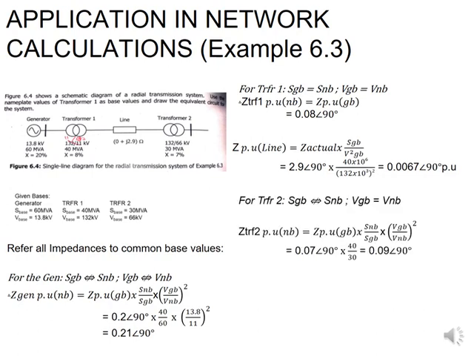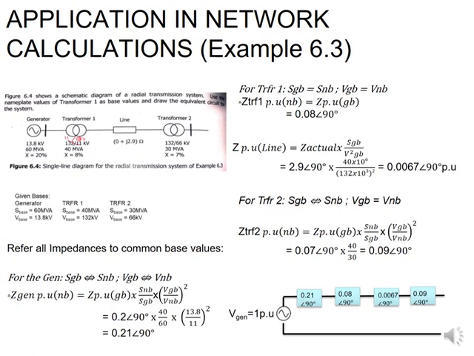Then I go to transformer 2, which is the last part of this question, and I utilize the formula there. Your voltages are the same for the given and the new base, so you don't have to put them in if you don't want to. I've got that at 7%, so it's 0.07 at 90 degrees, and I multiply by the 40 and divide by the 30, and then I get my answer as 0.09 at 90 degrees. Then I am able to put in the equivalent circuit for that system.